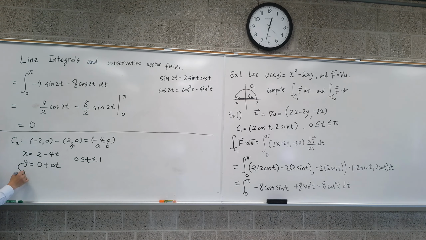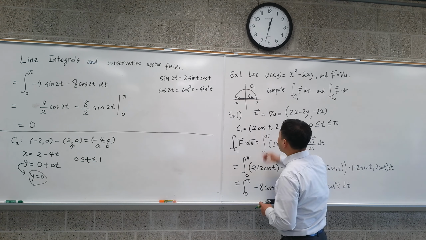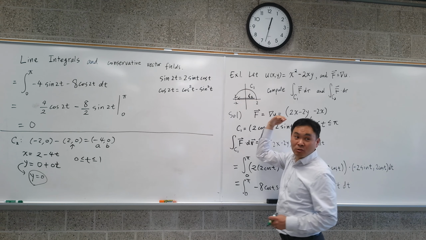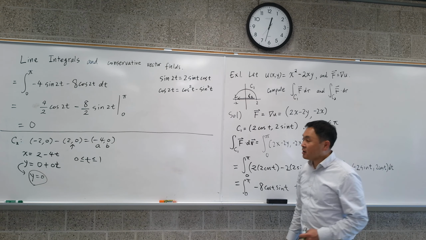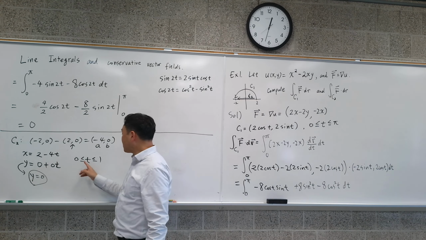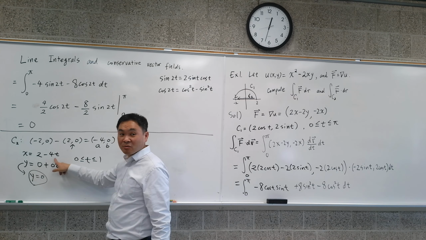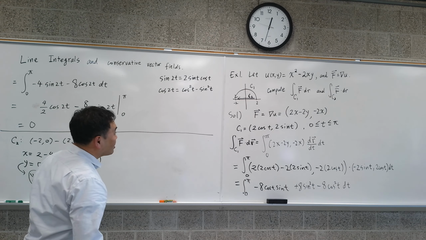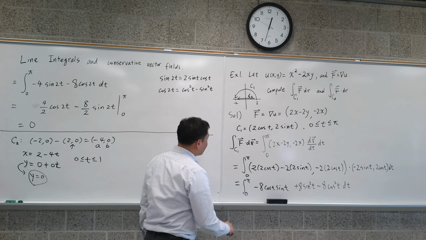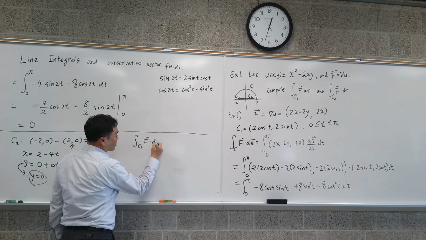Now this second thing really says y is 0, right? And that's understandable because as you move from here to there, you've never left y equal to 0. You're always on the x-axis, right? And when you plug in t equals 0, you do get 2. When you plug in t equals 1, you get negative 2, so that also makes sense. All right, so how do we calculate this integral over C2 of F dot dr?